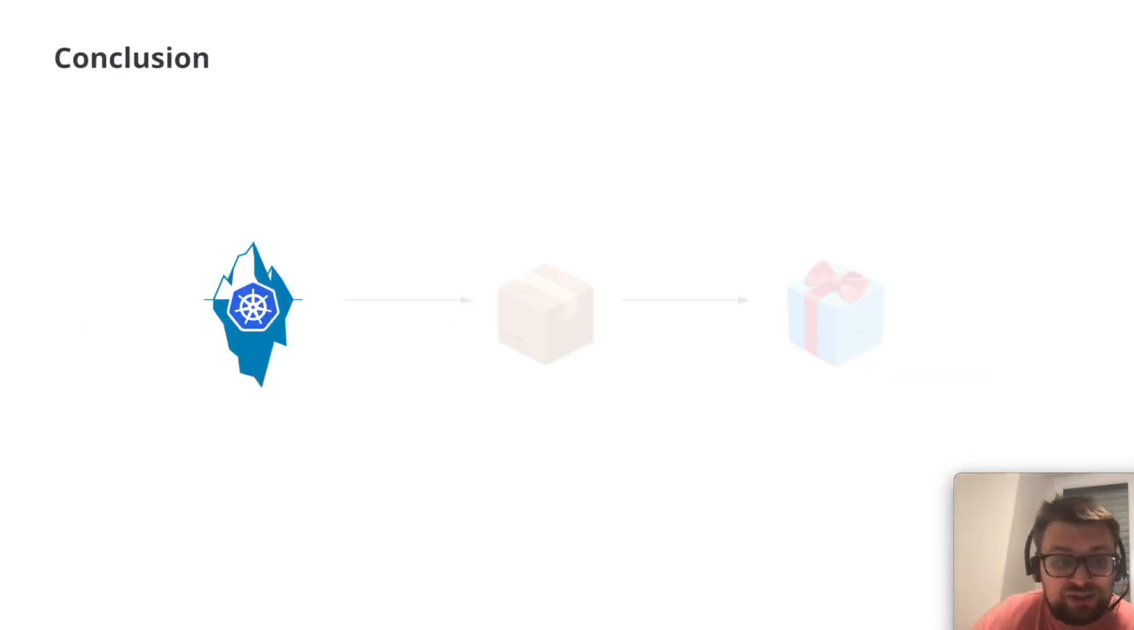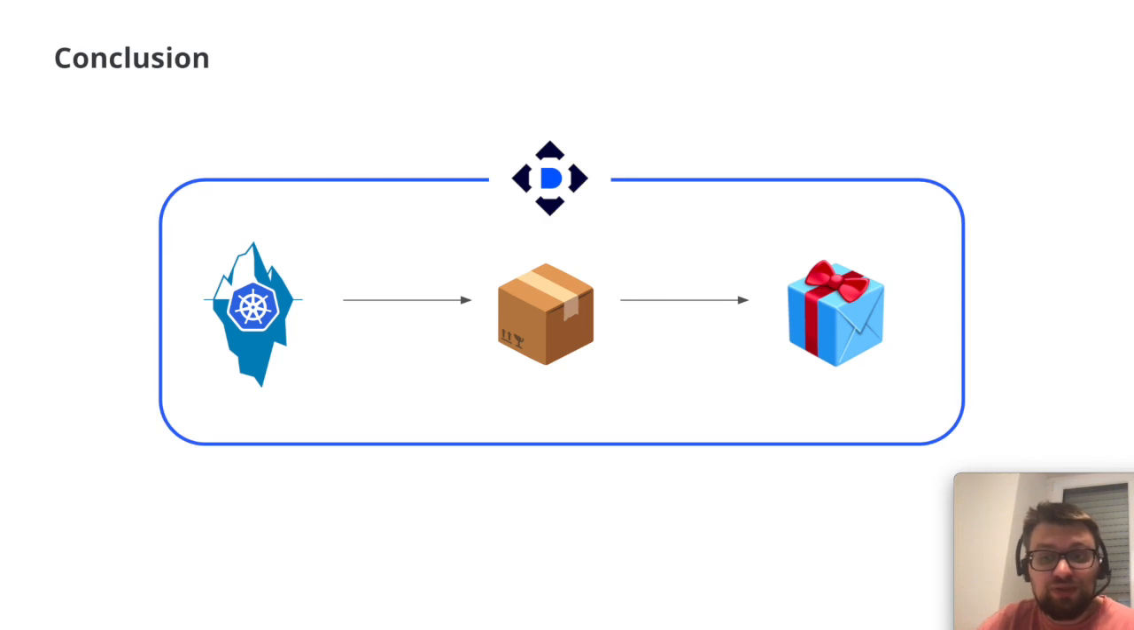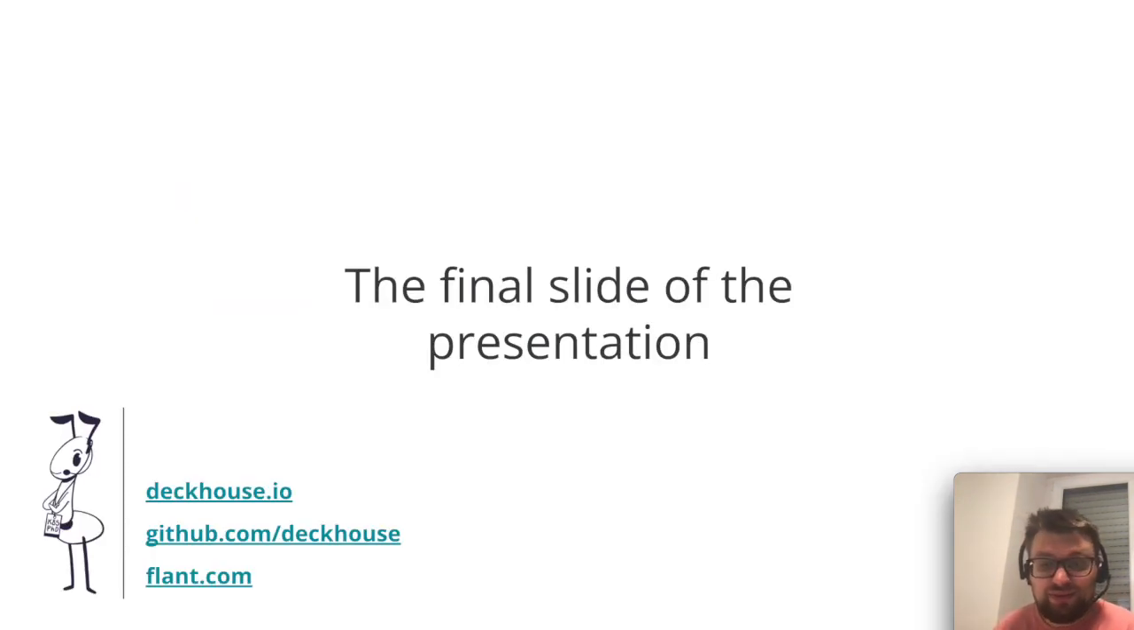And the final conclusion is that Kubernetes is a great ecosystem, yet it's an iceberg, and you do not want to touch an iceberg with your bare hand because it's sharp, it's cold. You want some kind of a box to ship this iceberg, and you want this box to be wrapped with a ribbon. And this is what is made by Deckhouse. This is the final slide of the presentation.